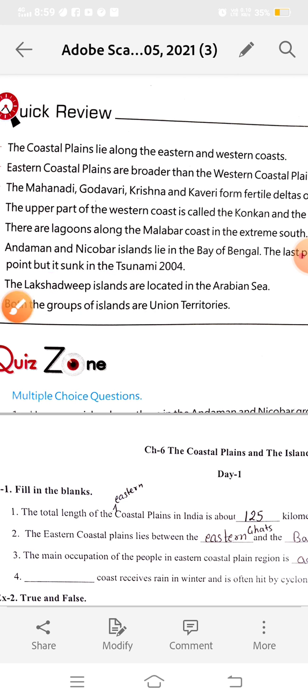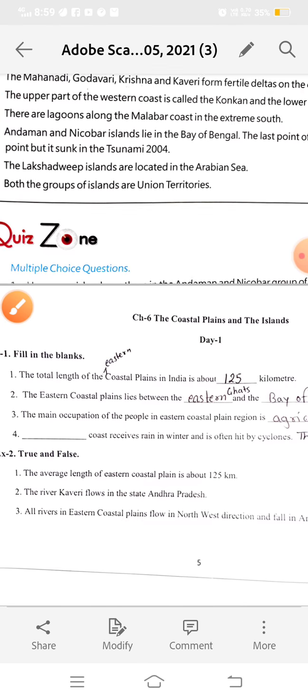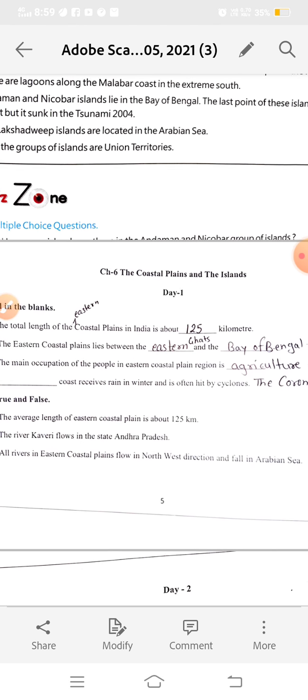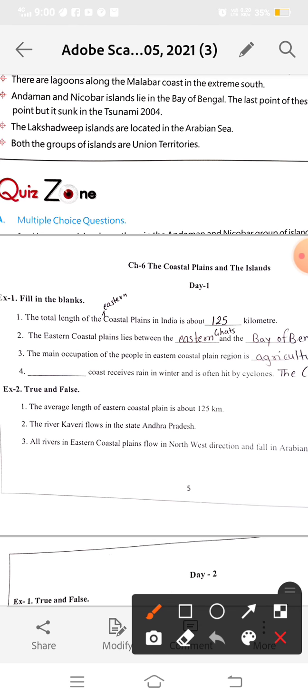Now we will do Day 1 in our worksheet. See here, Day 1, Exercise 1. The first question is: the total length of the eastern coastal plains in India is about, right here, 125 kilometers.